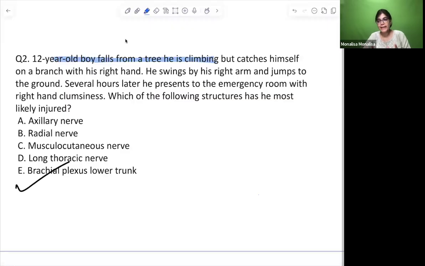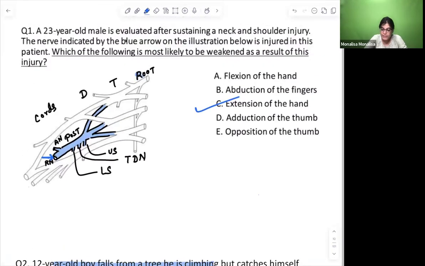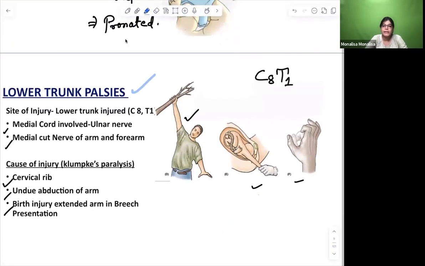Surya, the mode of injury. To come to the right answer, we have to know the mode of injury. For lower trunk brachial plexus injury, I told you the mode of injury is hyperabduction. And if you see this diagram, in lower trunk brachial plexus, when someone is falling from a height and he or she saves himself by holding a branch of a tree, then there will be hyperabduction of the arm and shoulder. And due to hyperabduction of the arm and shoulder, the lower trunk brachial plexus is injured.